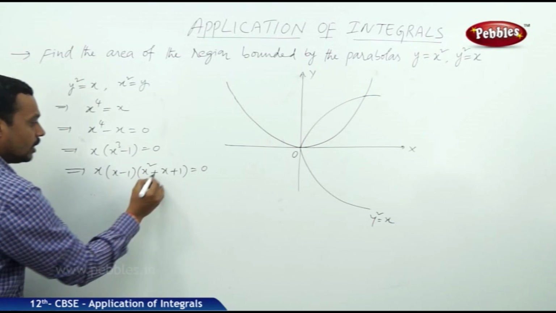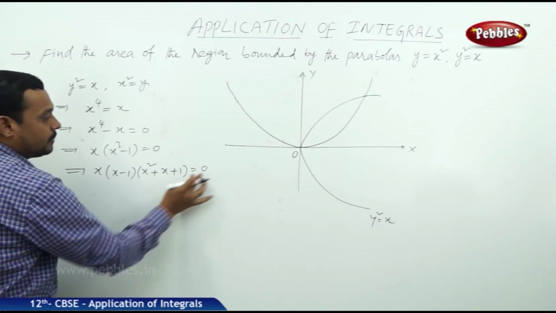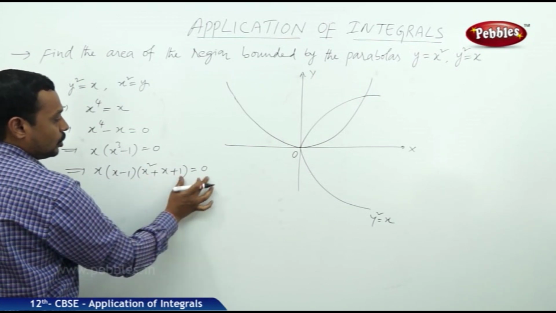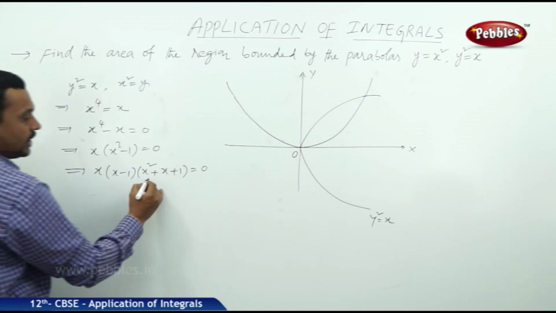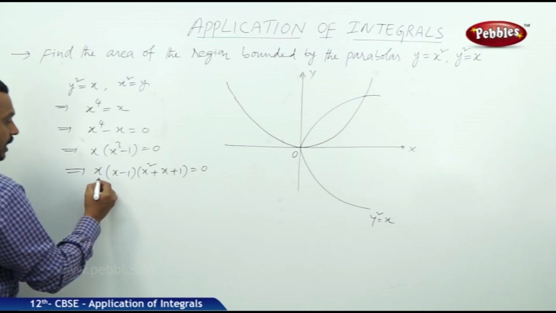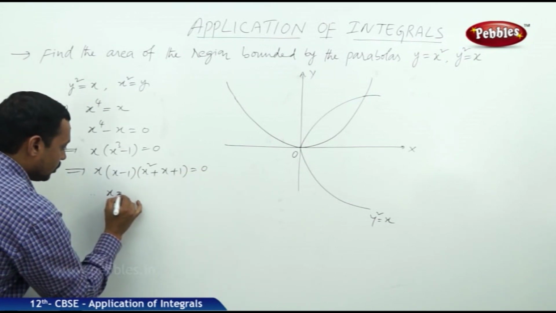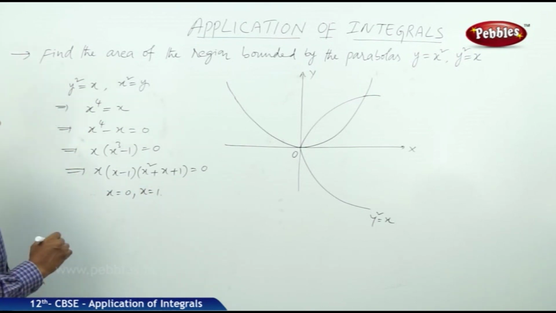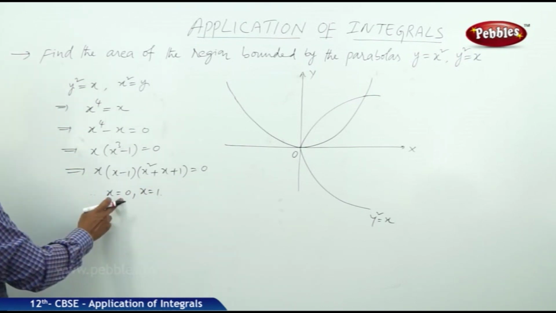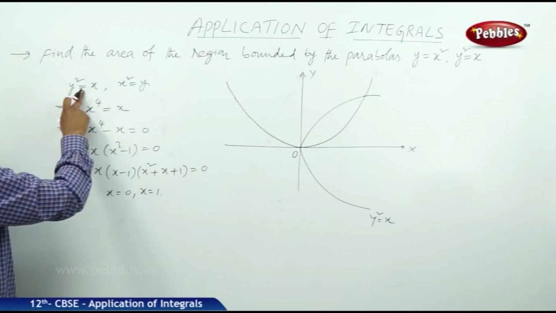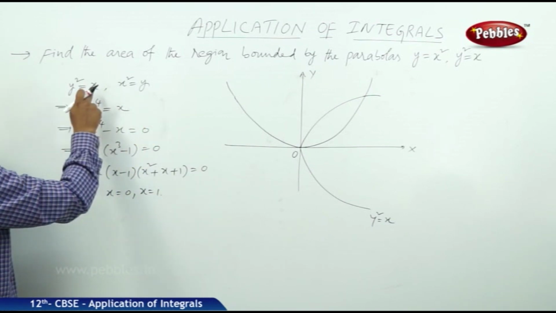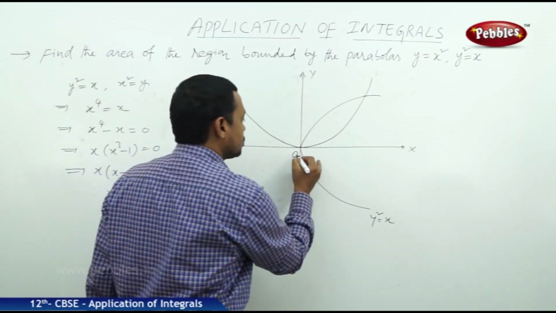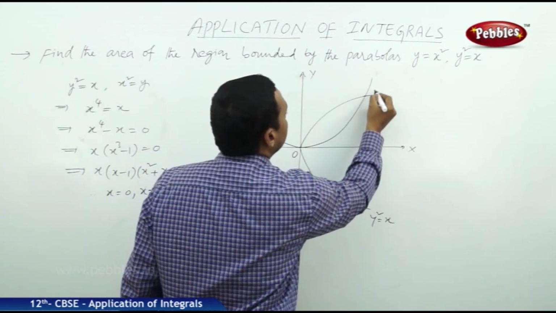Here x square plus x plus 1 cannot be 0; no real value satisfies this. But x = 0 is possible and x minus 1 = 0 is possible. So x = 0 and x = 1. When we put x = 0, y is also 0. When x = 1, y = 1. So the two points of intersection are (0, 0) and (1, 1).